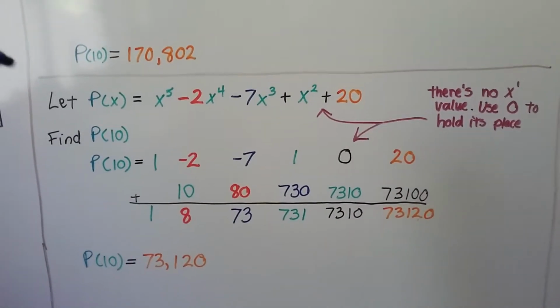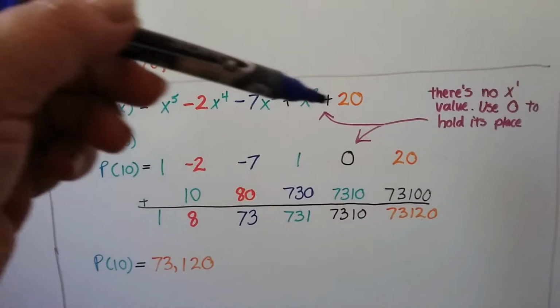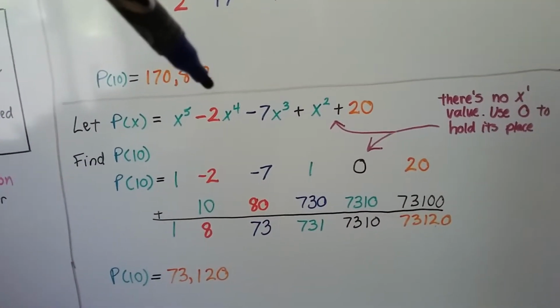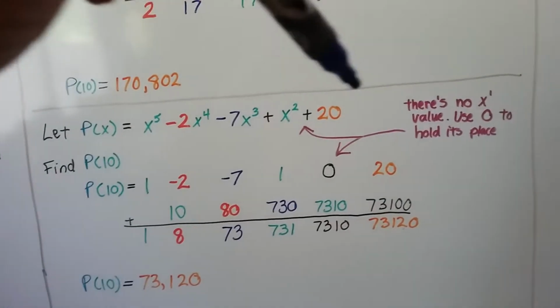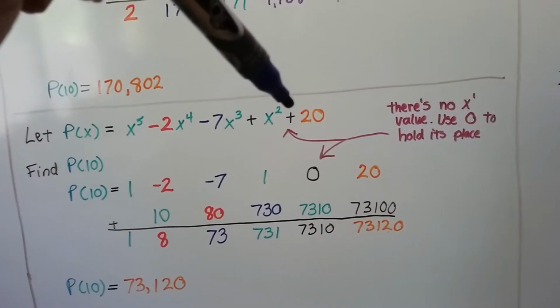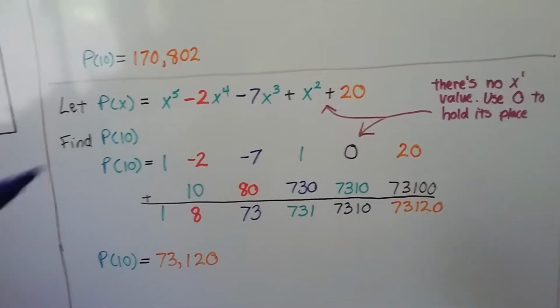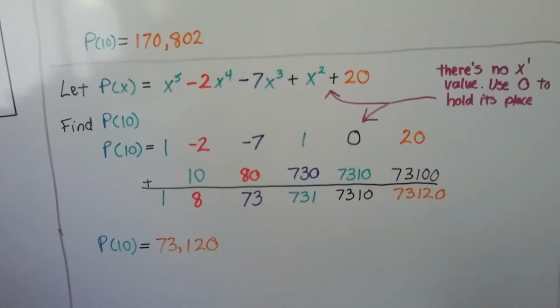So now we've got a different expression here, but we're still going to find P of 10. And if you look at the exponents, there's no x to the first, is there? There's no x. So we're going to use a 0 to hold its place. All right? That's really important that you do that when you do synthetic division.